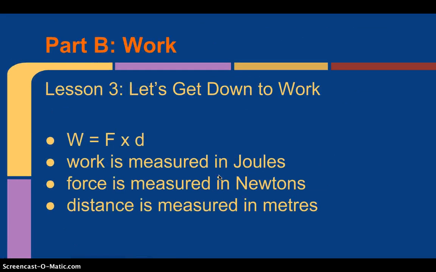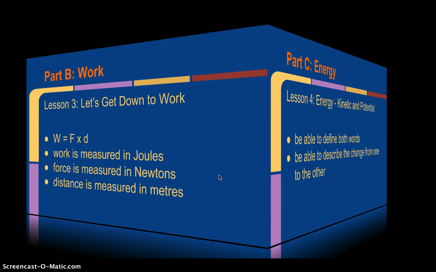From there, we moved on to section B, which is called work, and lesson 3 focused on something called Let's Get Down to Work, and this is where we're first introduced to our formula of work equaling force times distance. Work gets measured in joules, force gets measured in newtons, and distance is measured in meters. Again, it's your responsibility to look through your notes and flesh out work and how we calculated work and all that stuff. I'm still providing you with the framework.